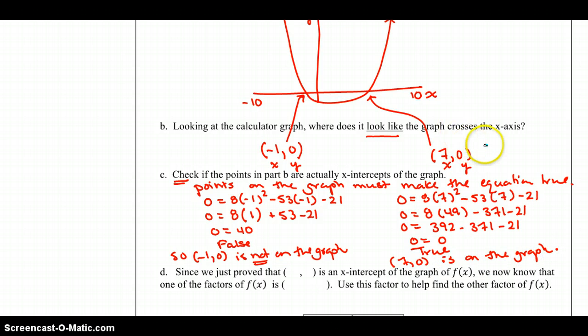Okay. So this point was correct. Okay, our guess was correct. This one was incorrect. There is not an x-intercept at (-1, 0).